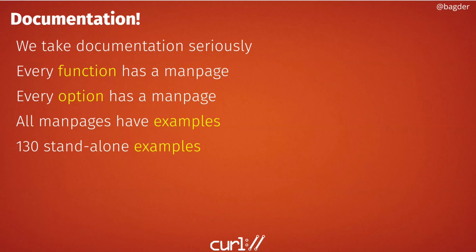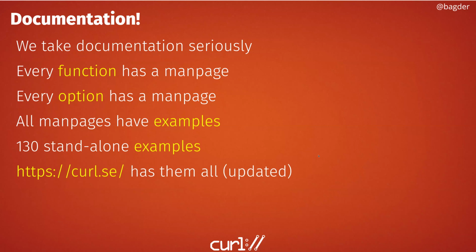There are actually more than 130 standalone examples in the tarball and on the site, in case you want to just base your stuff on an existing example or read a full example. How do you do blah, blah, blah. And there are a lot of examples available. All man pages and all the documentation is always available on the curl website, of course.